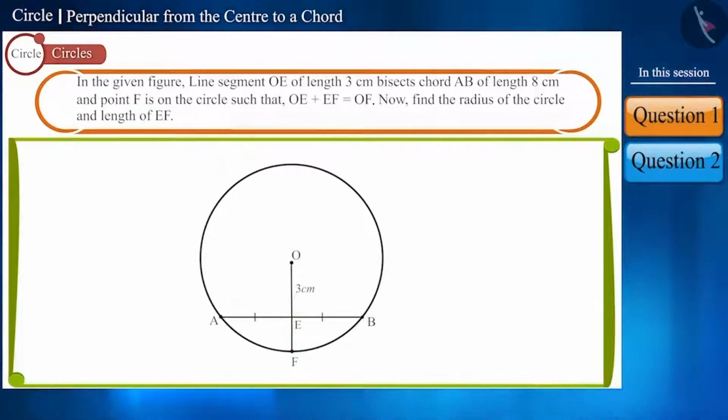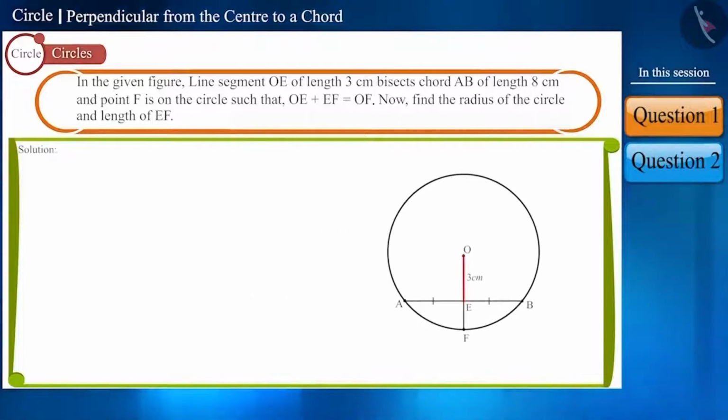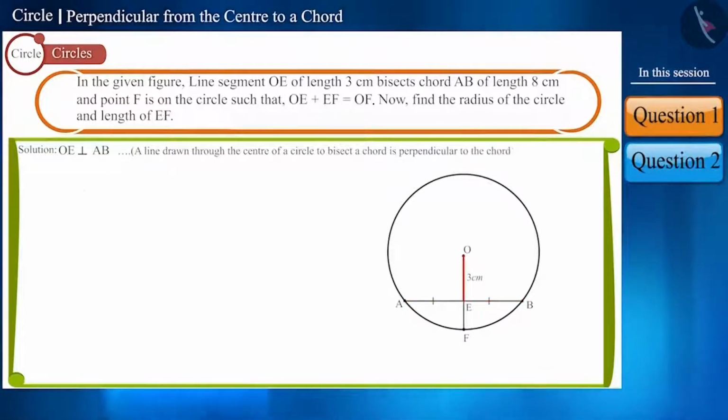Let's solve this. Friends, we are given that line segment OE bisects the chord AB. And in the figure, you can see that point O is the center of the circle. So line segment OE will be perpendicular to chord AB. Because a line drawn through the center of the circle to bisect a chord is perpendicular to the chord. Therefore, angle OEA and angle OEB will be 90 degrees.